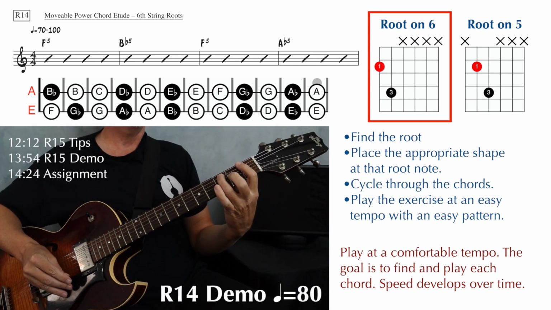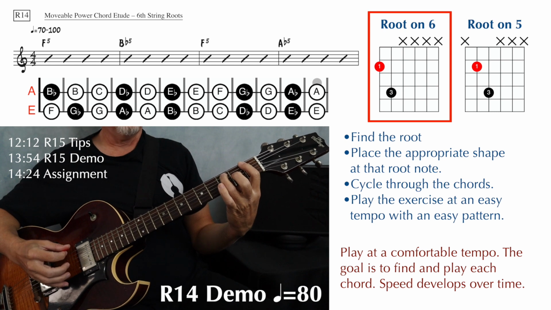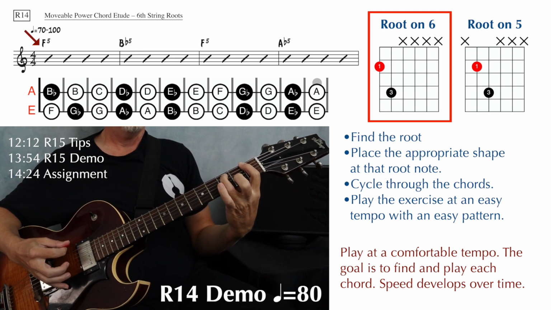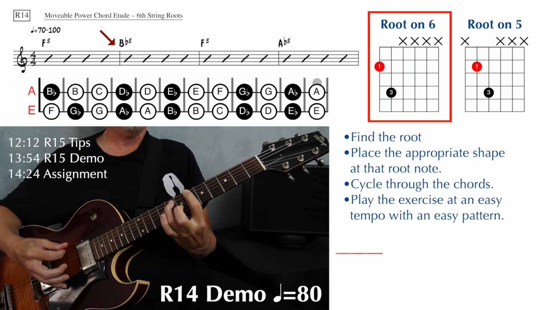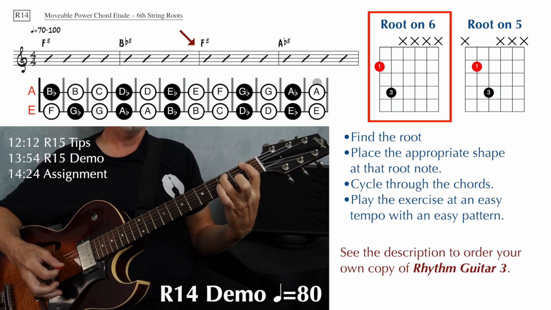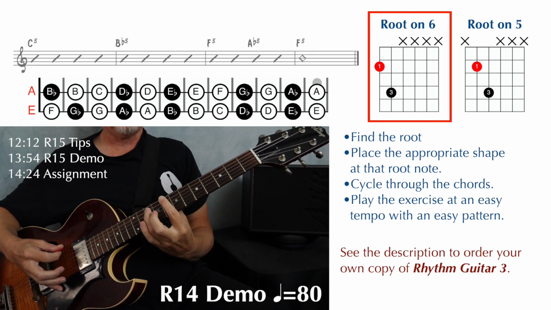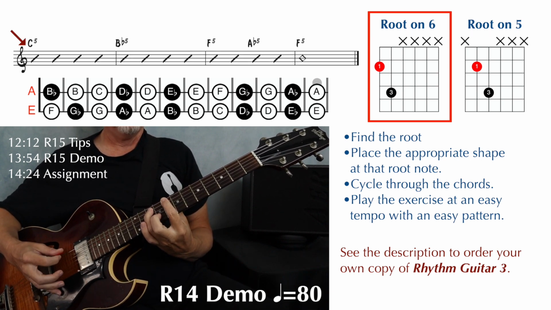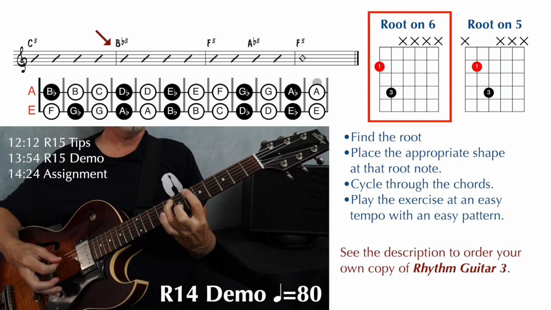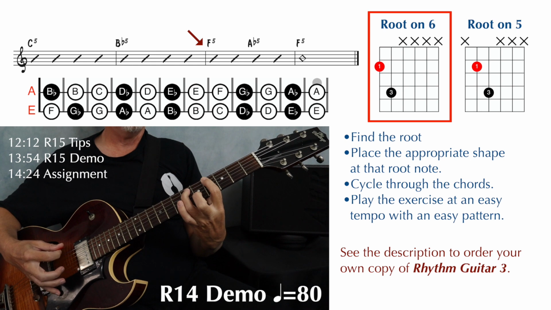1, 2, 1, 2, 3, 4. F, B flat, F, A flat, C, B flat, F, A flat, and F.